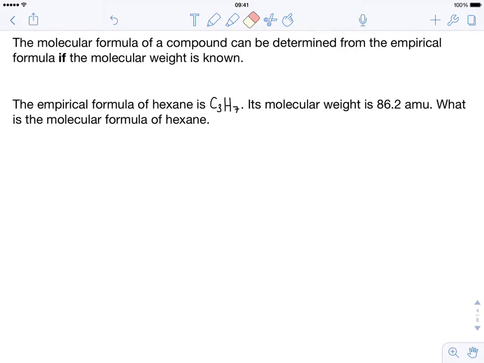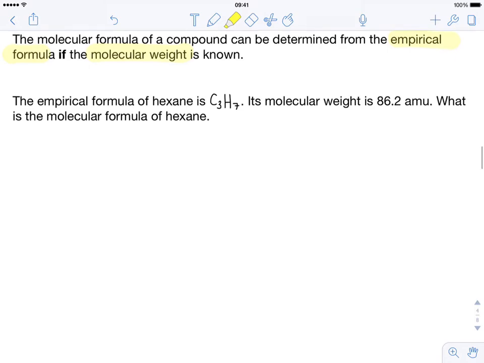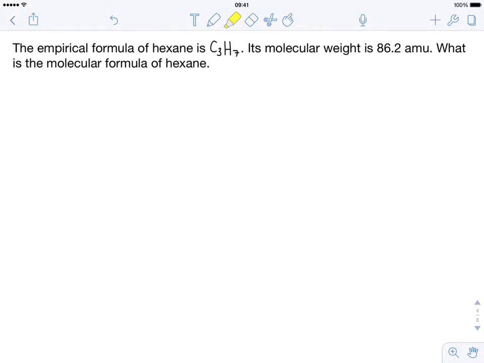So you can figure out a molecular formula, but you need to be given 2 pieces of information. You need to have the empirical formula and you need to have the molecular weight. If you don't have both of these pieces of information, then you cannot figure out the molecular formula. So let's take a look at this first question.